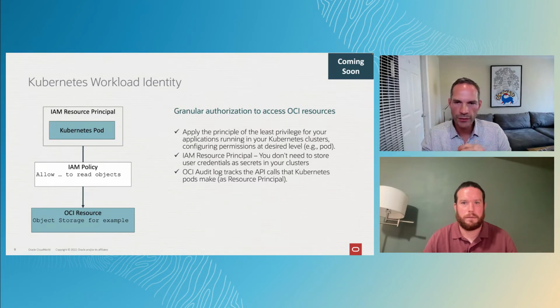You don't need to store user credentials as secrets in your cluster. The OCI API requests your application makes by using the OCI SDK or the CLI are authenticated by OCI IAM without additional credentials. And OCI audit logs track the API calls that Kubernetes pods make. In OCI, those pods are now considered resource principals. So for example, you can authorize a containerized application to access objects in OCI Object Storage, or you can authorize a container application to access secrets in vaults. The key in this feature is that only the authorized pod will be able to get access to those resources, and that access is managed centrally in OCI IAM.